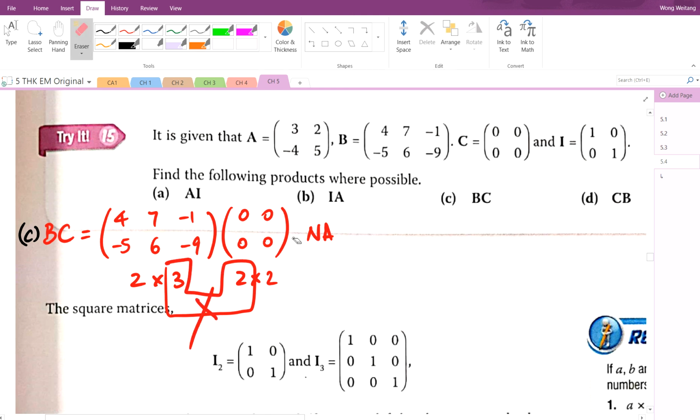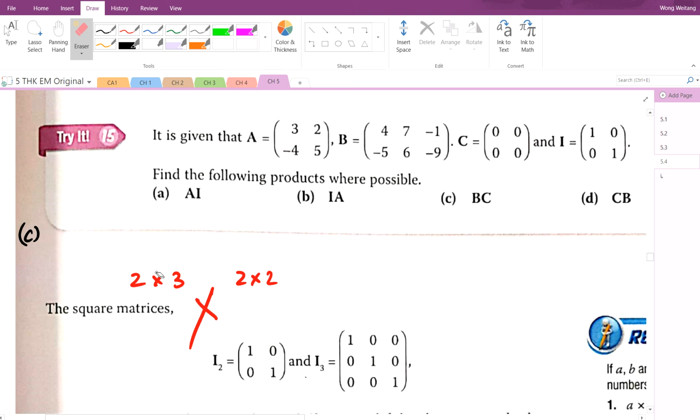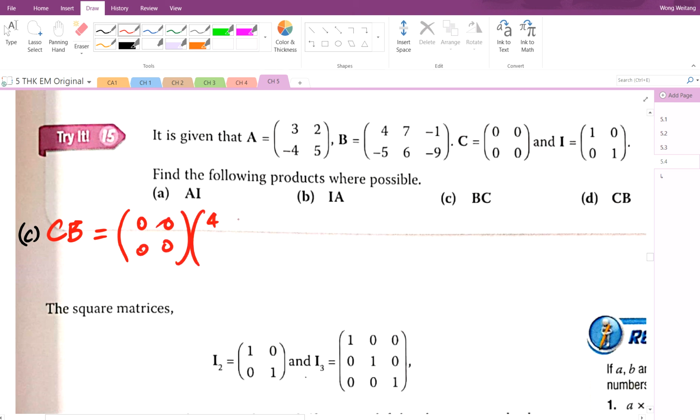Okay, next we have matrix C times matrix B. 0, 0, 0, 0 and 4, 7, -1, -5, 6, -9. So can or cannot? Let's write down the order. 2 by 2, 2 by 3. So can or not? Can. So multiply. All 0, so like that.